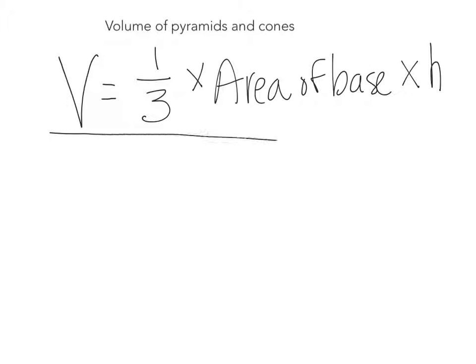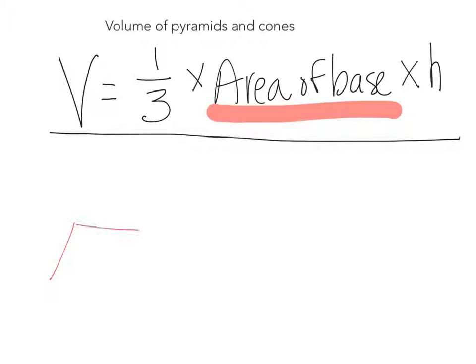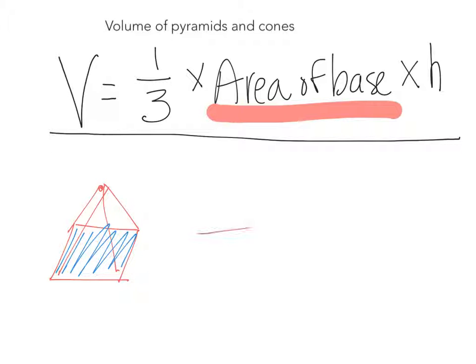So just as we learned about prisms and cylinders, it really depends on the area of the base. For example, if I have a pyramid that has a square base, then I would need to find the area of the square before I could find the volume. If I had a pyramid with a triangular base, I would need to find the area of the triangle before finding the volume.